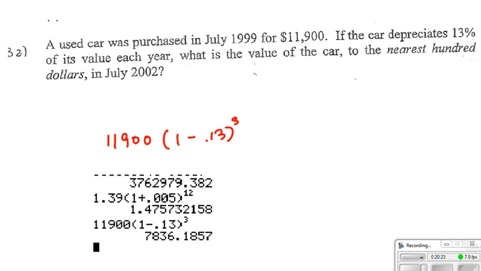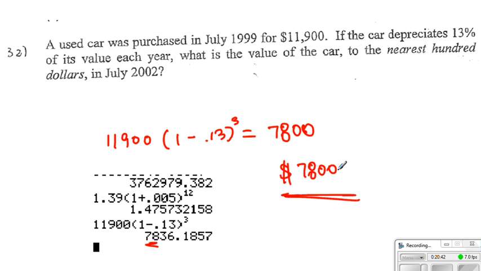Then our answer becomes, we are looking at the nearest $100. So that means we are looking at those two numbers. So we have about 7800. So about $7,800 becomes our answer.